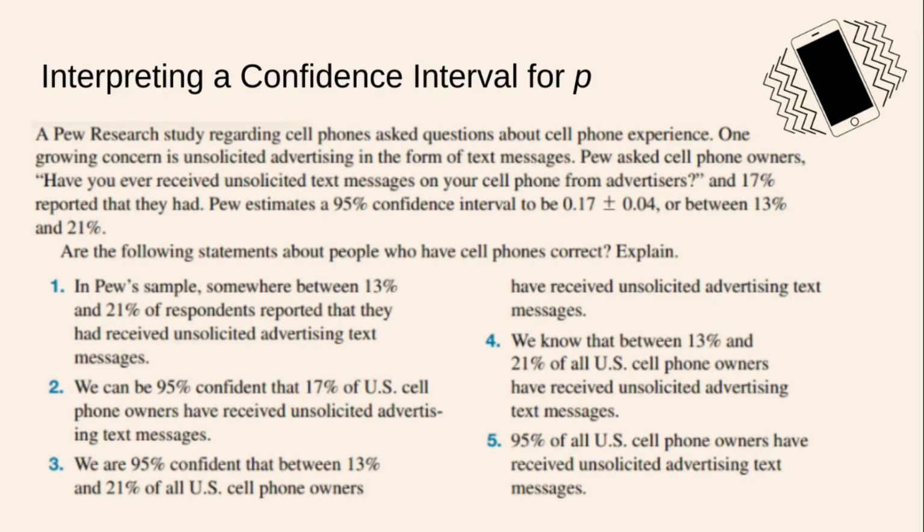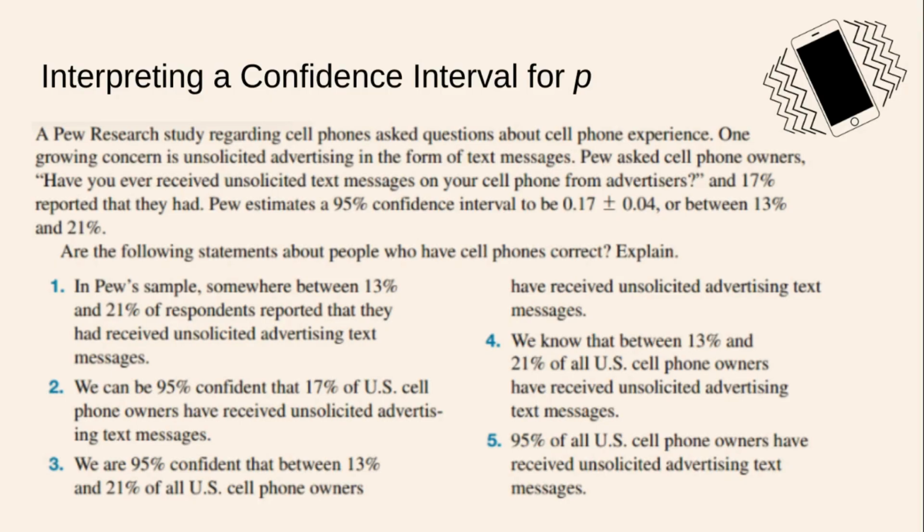There's Pew Research again. Pew and Gallup, they are the gold standard for sampling, surveys, statistics about the public in the U.S. and abroad. One growing concern is unsolicited advertising in the form of text messages. Yes, that is a concern. I agree. Pew asked cell phone owners, have you ever received unsolicited text messages on your cell phone from advertisers? Yes, every 4 years, predictably. If you know, you know. And 17% reported that they had.